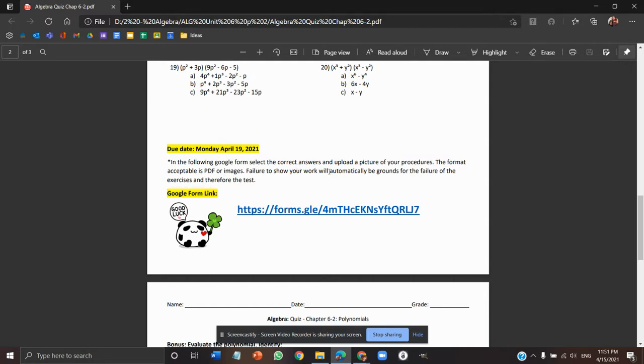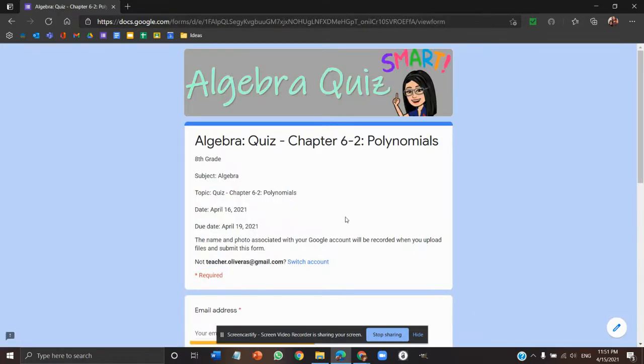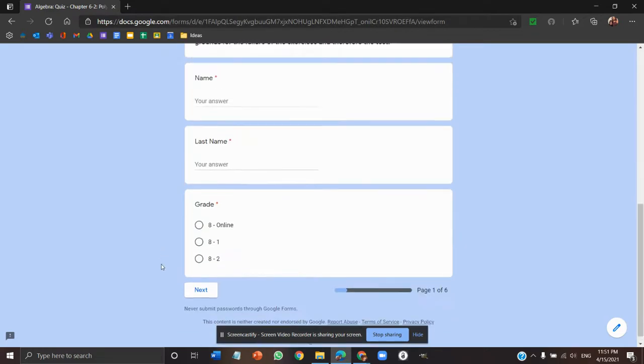Failure to show your work will automatically be grounds for the failure of the exercises and therefore for the test. If you fail the exercise and there are too many exercises that I am not seeing procedure for, I cannot give you credit for them, and therefore you will have fewer points and therefore you may fail the test or the quiz. So again, please show your procedure. This is hyperlinked, meaning that you can just click on it and it will get you to your quiz.